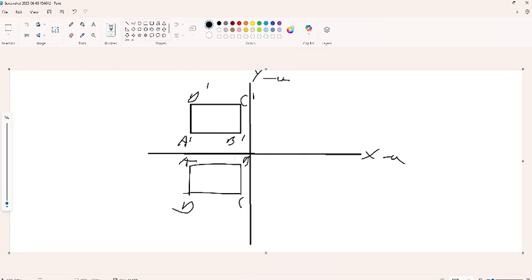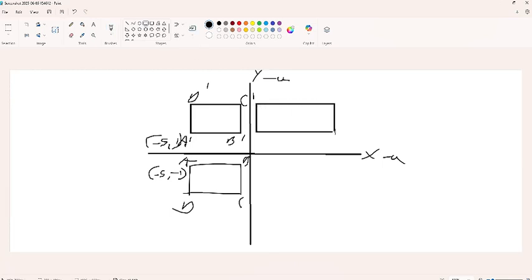But also, let's say A is -5, -1. This becomes -5, 1. Look how when you reflect over the x-axis, the y becomes its negative counterpart.